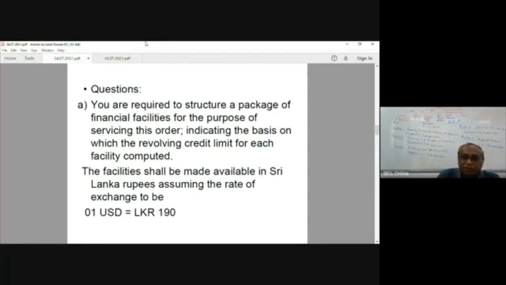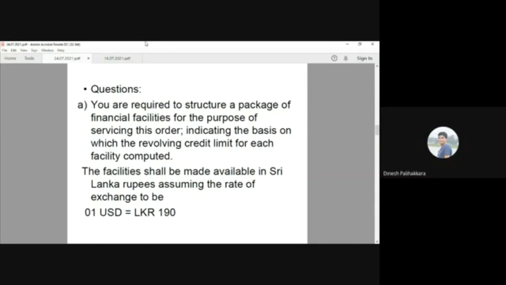You are required to structure a package of financial facilities for the purpose of servicing this order, indicating the basis on which the revolving credit limit for each facility is computed. The facilities shall be made available in Sri Lanka rupees, assuming the rate of exchange.